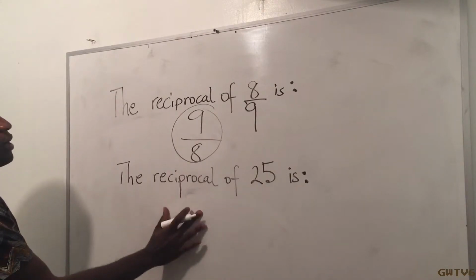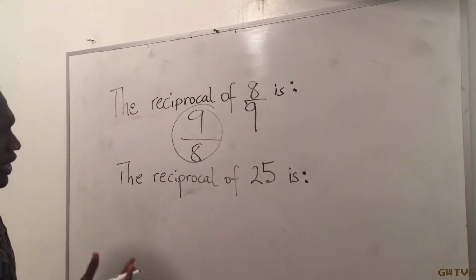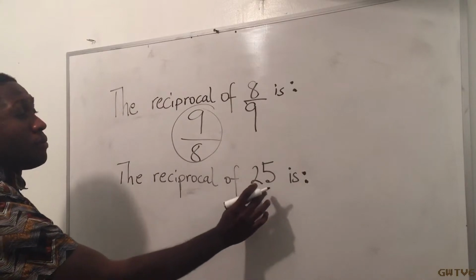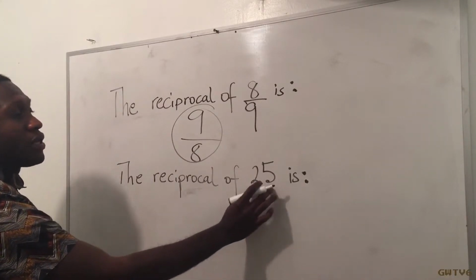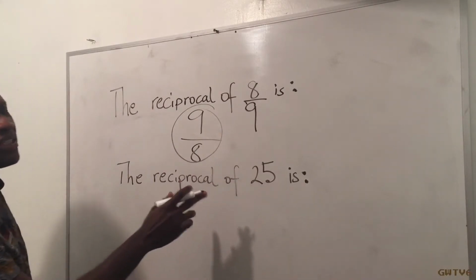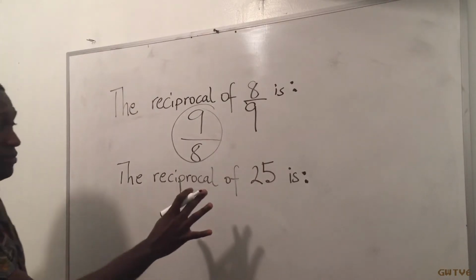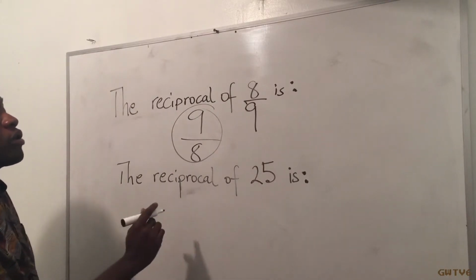Alright. What about the second one? Again, I have to make sure it's in a fraction form. But this is not in a fraction form. It's just a whole number. So I gotta change that to a fraction before I find a reciprocal.